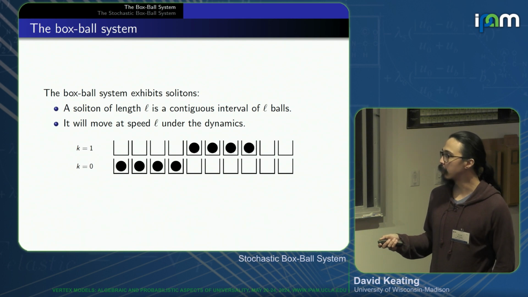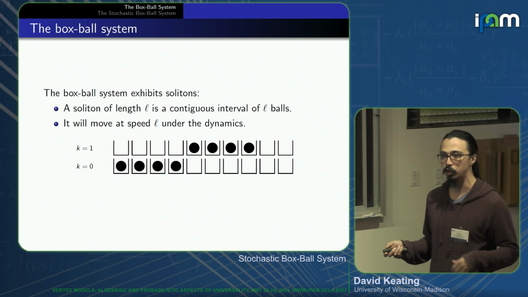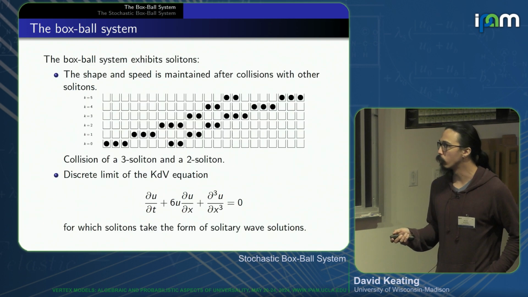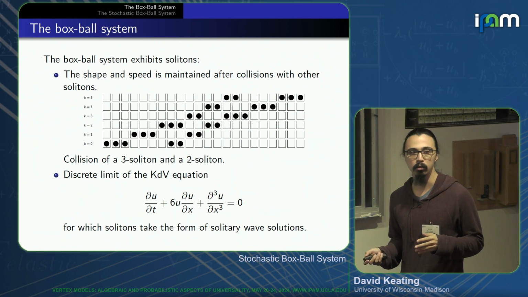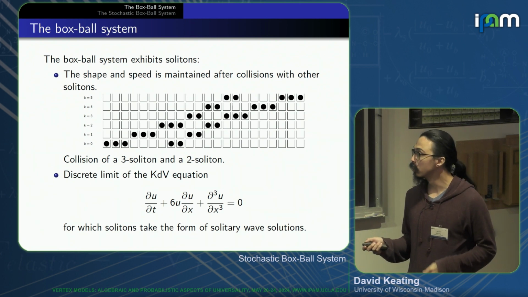So the carrier will just pick up all 4 of these balls and then immediately deposit them. So this chunk of balls will move at speed 4. And sort of more importantly, these solitons maintain their size and shape when they collide.